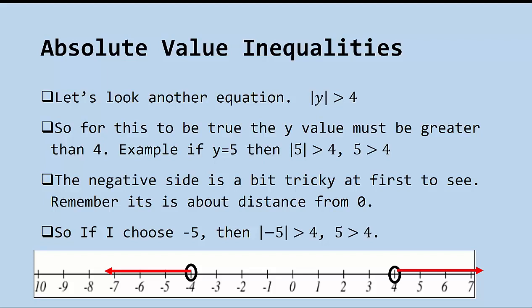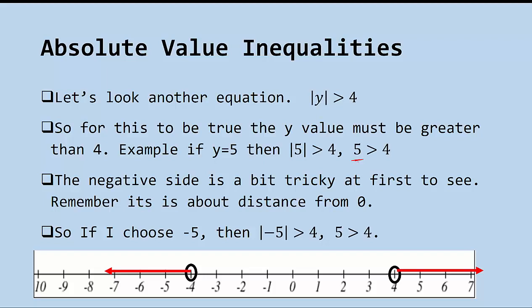The absolute value of y is greater than 4. So for this to be true, the y value must be greater than 4. For example, if we set y equal to 5 and plug that in for y, we get the absolute value of 5 is greater than 4, which is true because the absolute value of 5 is positive 5, and that is greater than 4. The negative side is a bit tricky at first to see.